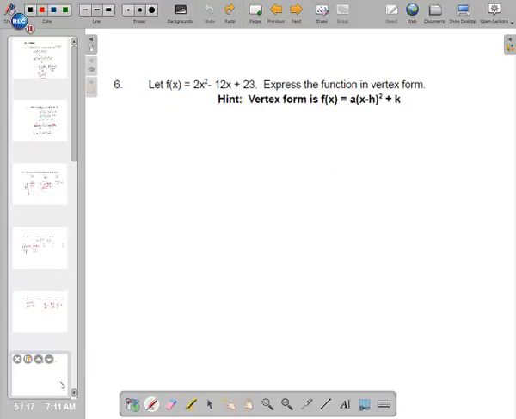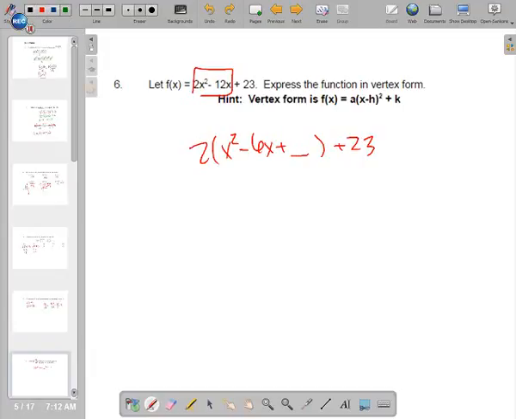Next up, we're going to convert to vertex form. So here we're going to need to complete the square. When you complete the square, you want to focus on the first two terms. I'm going to factor out a 2, and now I have x squared minus 6x. And I'm going to put a little blank here, because I know when I complete the square, I'm going to figure out what number I want to plug in there.